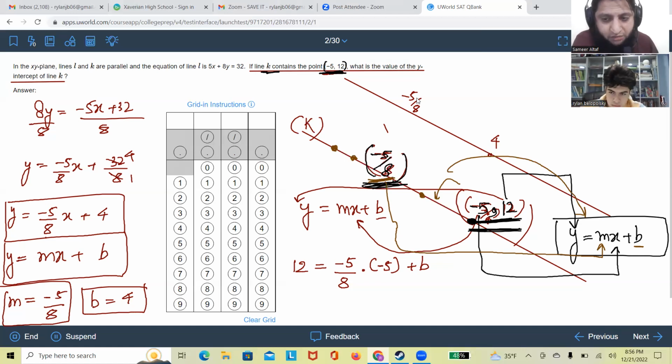So how much will I plug in for y? 12. Okay, 12 equals, how much will be m? -5/8. How much is x? -5. And b we have to calculate, right? Now can you solve it?